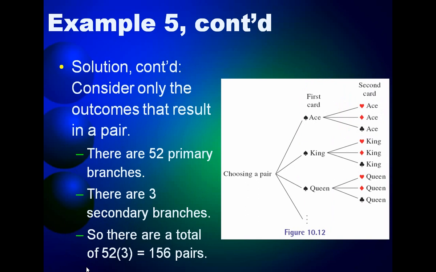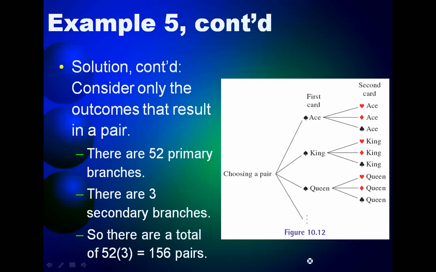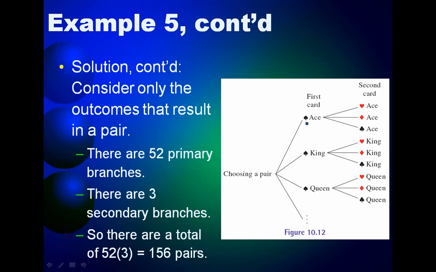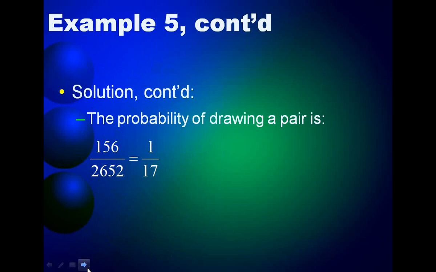So if we think about what results in a pair, you can have any one of the 52 cards. So with the ace, you have 3 other aces. With the king, 3 other kings, so on and so forth. So that's 52 here, and each one of these is 3, so 52 times 3, 156 pairs. So that means that the probability of drawing a pair is 156 over 2,652, or if you simplify that, it's 1 over 17.